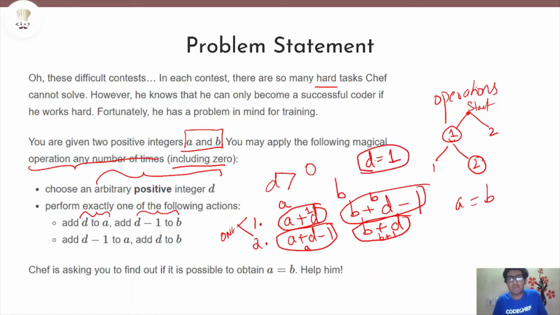Let's say our D is equal to 1 always. The operation of type 1 will be what? It will be A plus 1. And then B plus D minus 1 becomes B plus 0 because 1 minus 1 is 0. This is just B. Keep B the same. Operation of type 2, what happens? The new value of A is A plus D minus 1. So 1 minus 1 is 0. This is A itself. And the B plus D becomes B plus 1. So at each juncture, you either have the possibility of incrementing A or incrementing B. This becomes very simple now.